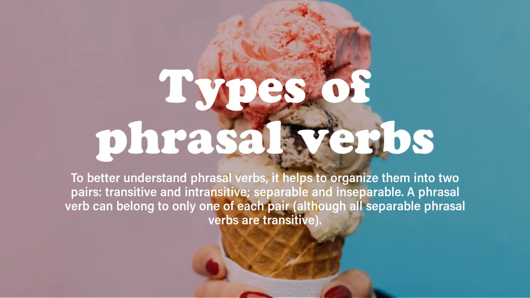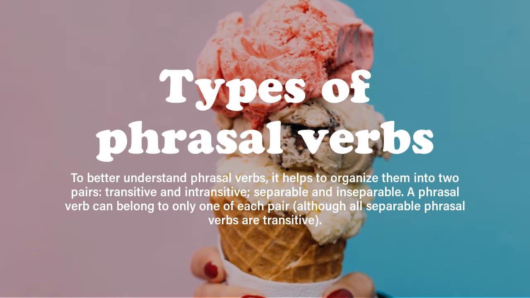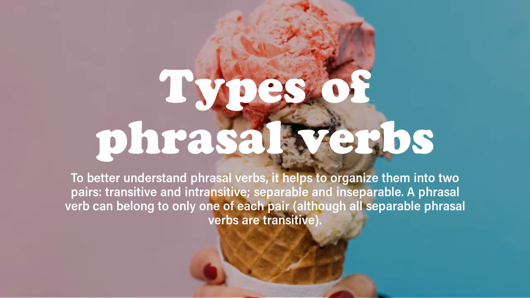To better understand phrasal verbs, it helps to organize them into two pairs, transitive and intransitive, separable and inseparable. A phrasal verb can only belong to one of each pair, although all separable phrasal verbs are transitive.